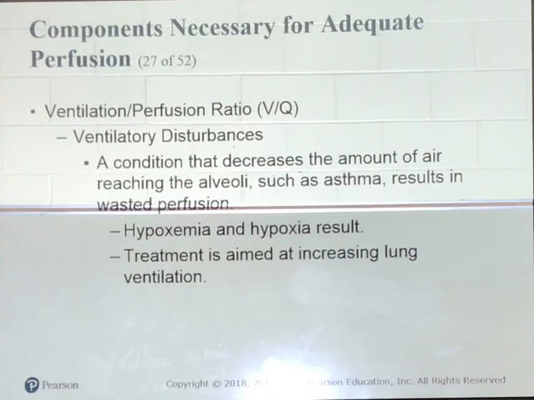Management goals should be aimed towards improving alveolar ventilation, be that by relieving bronchoconstriction, airway occlusion, or supplementing ventilation in the patient with respiratory failure. That bronchoconstriction that I talked about, that's going to be your asthma.